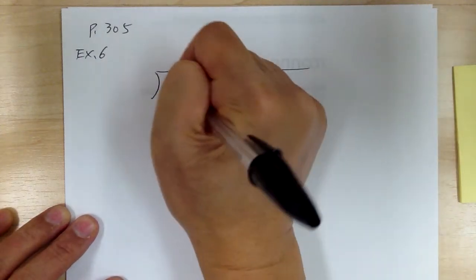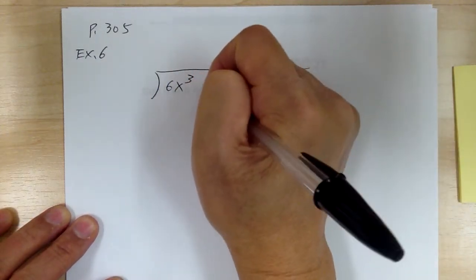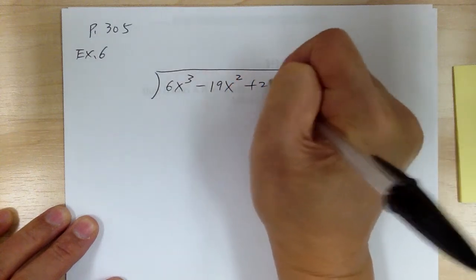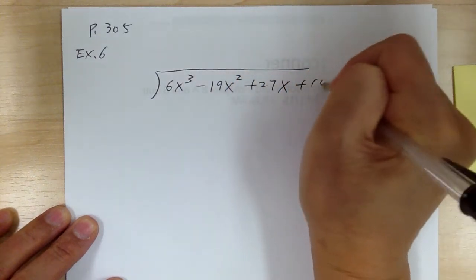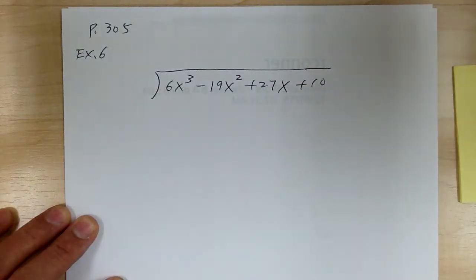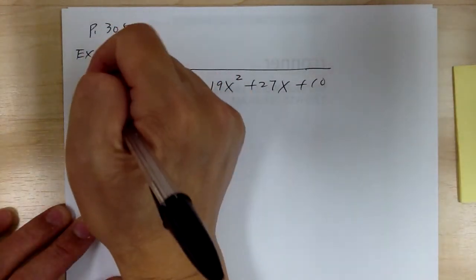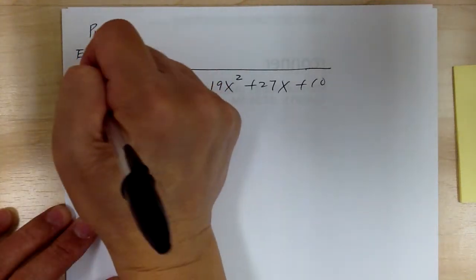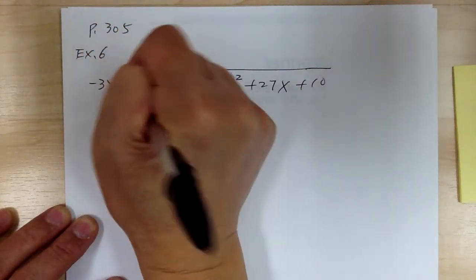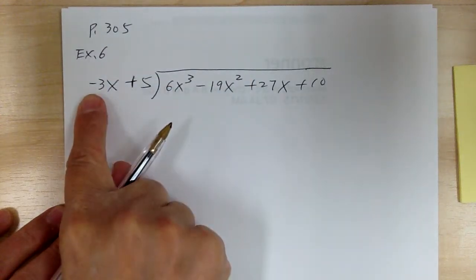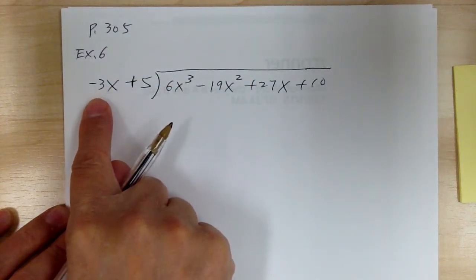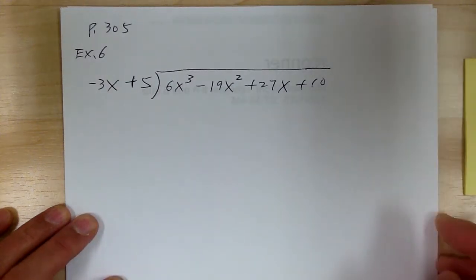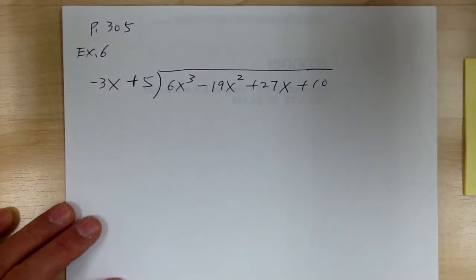So you're going to have 6x to the 3 minus 19x squared plus 27x plus 10. Now, the divisor, you have to be careful with the negative. The negative is part of the term. So it'd be minus 3x plus 5. So the negative goes with the 3x. Make sure you bring it to the front. So again, now you just repeat the same thing over and over and over.